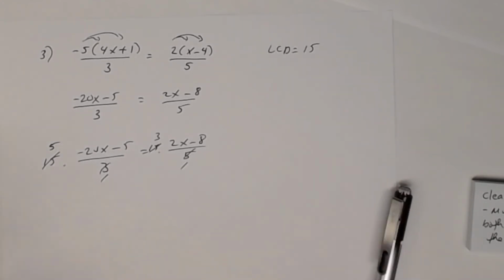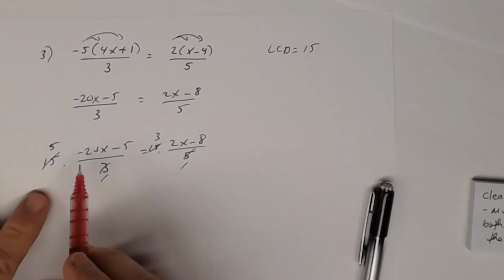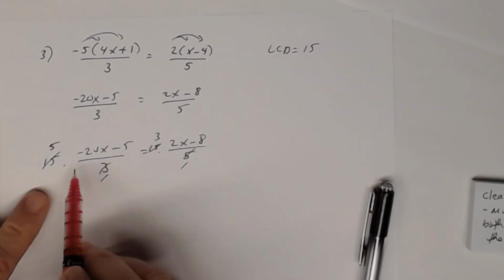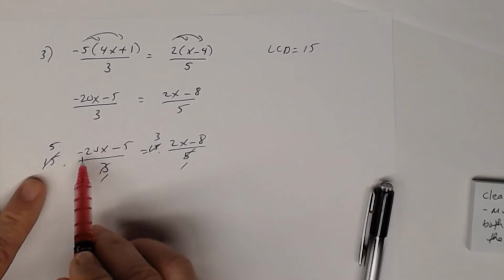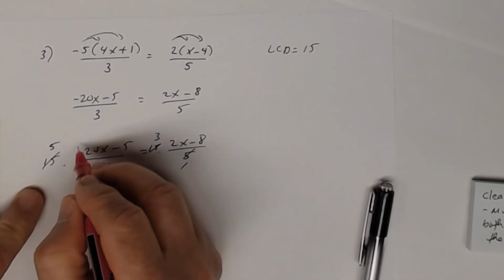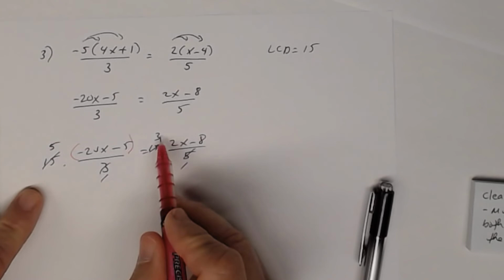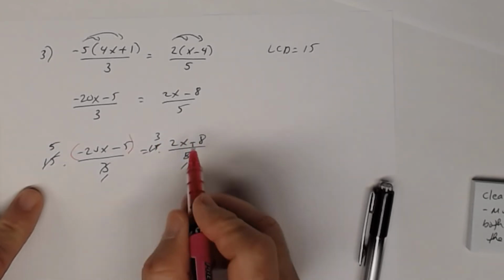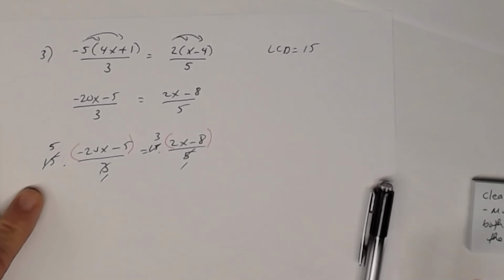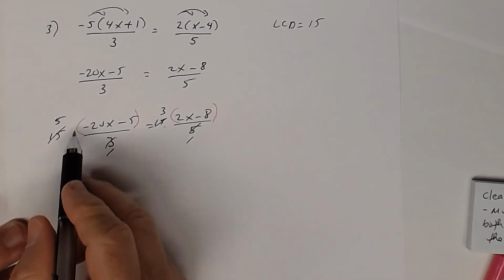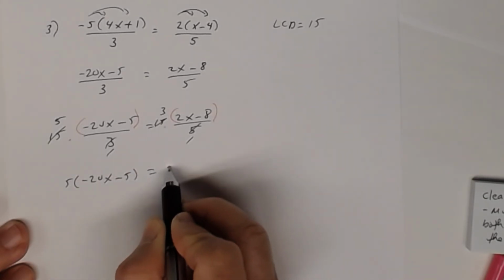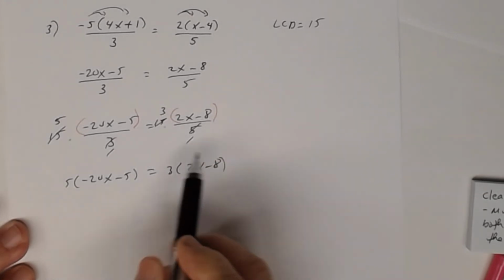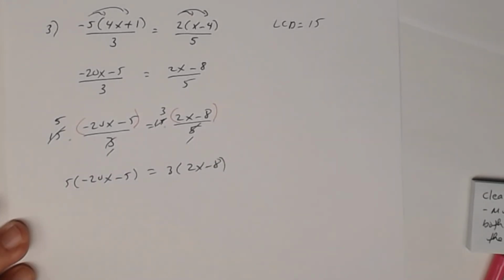Now, at this point, I want you to recognize that the next step is to simplify what we have here or perform operations. I want you to know that this says 5 times this whole thing right here, negative 20x minus 5. So you have to put that in parentheses. It equals 3 times, that's multiplication, all of this. So you have to put that in parentheses. All right, so it helps to do that at that point. So now you're going to say 5 times negative 20x minus 5 equal 3 times 2x minus 8. So this right here is equivalent to this.